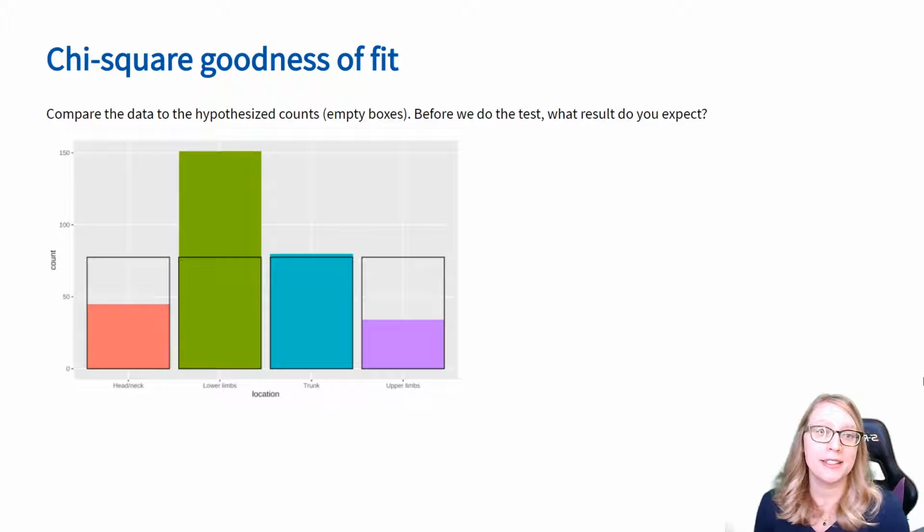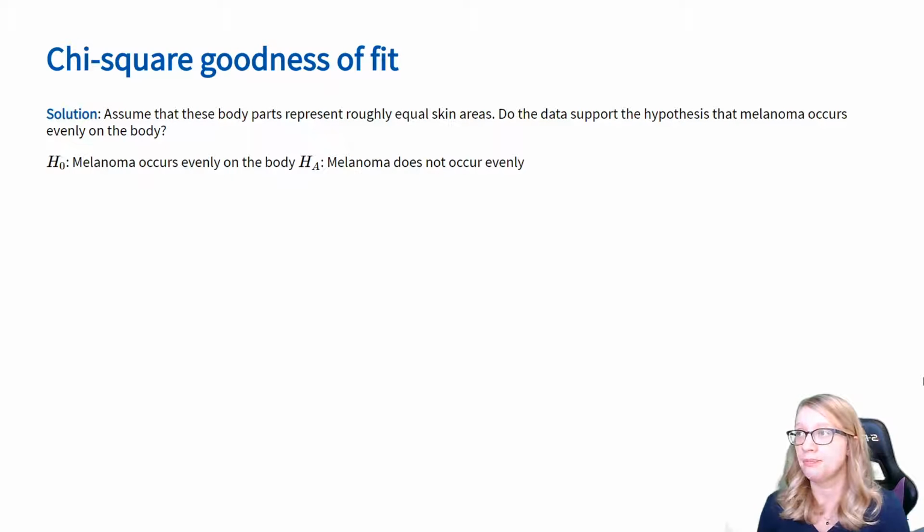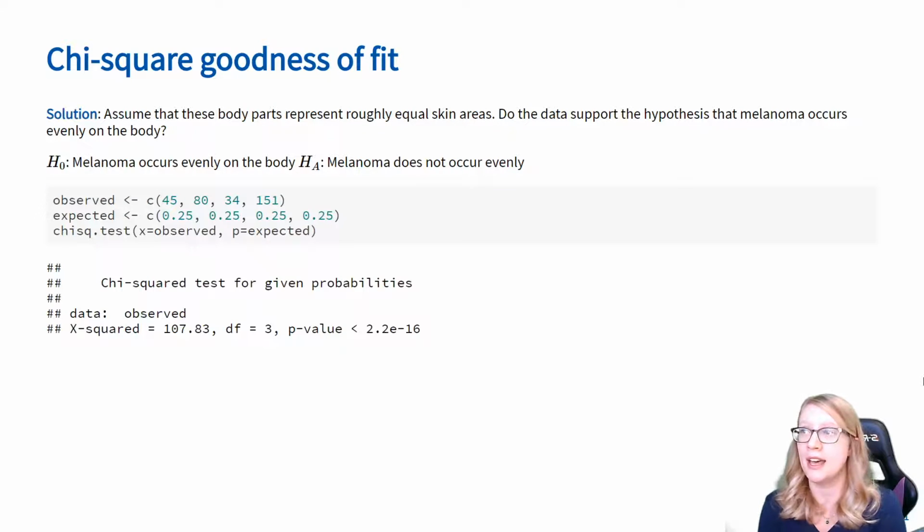Looking at our data, some of these boxes are underfilled, some of these boxes are overfilled. We're seeing a lot more incidence of melanoma in the lower limbs, so the legs, and a lot less in the head and neck and upper limbs than we would expect to see if it were evenly distributed in these 4 areas. So our null hypothesis, again, is that melanoma occurs evenly on the body. Our alternative is that it does not.